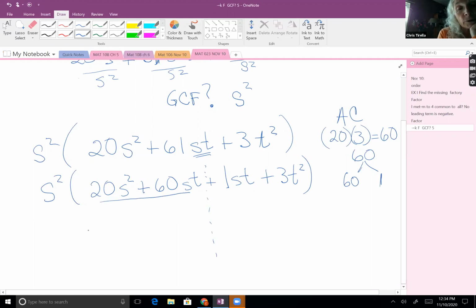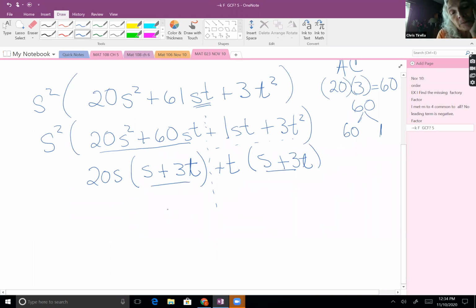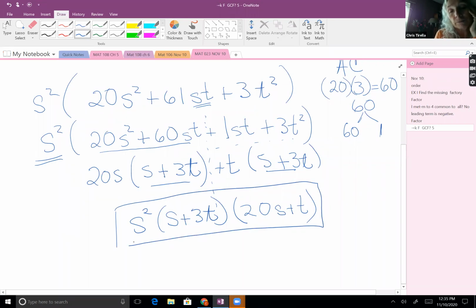Is everybody all right? Those first two have 20s in common. Dividing by 20s, I'd have s plus 3t. These last two have a positive t in common, and that would leave me with s plus 3t. So the common factor is s plus 3t. The other factor is 20s plus t. And I can't lose that s squared out in front. How fun is that?